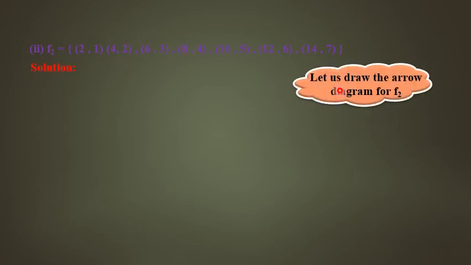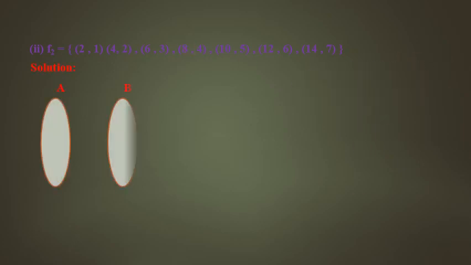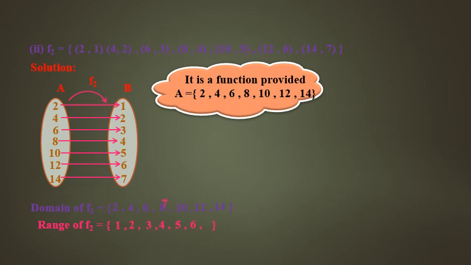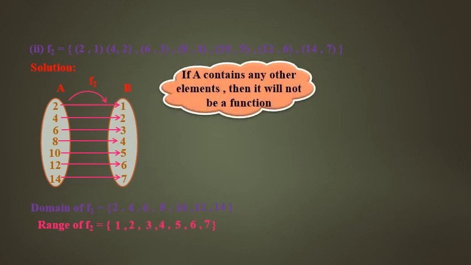Next one, f2. These we have discussed in the classroom. Let us draw the arrow diagram for f2. Now see here, the domain of this one is 2, 4, 6, 8, 10, 12, 14. And what is the range here? 1, 2, 3, 4, 5, 6, 7. Yes, it is a function provided 2, 4, 6, 8, 10, 12, 14 is the set. Otherwise, if it contains any other elements, then it cannot be a function.